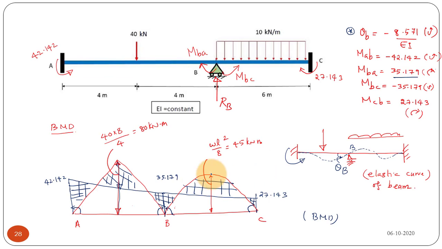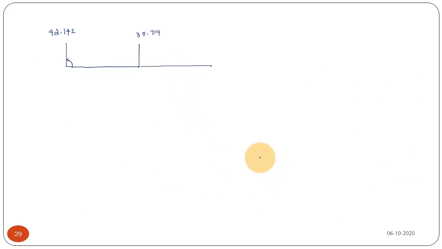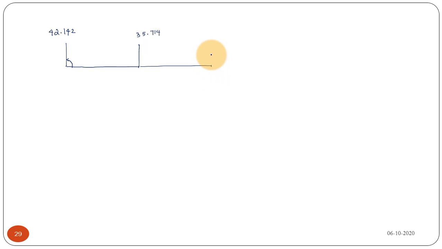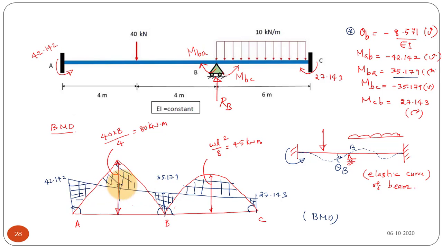Whatever the value, 35.179 is fine. And here at support C we also have the hogging moment. Always remember that at all the supports in a continuous beam, mostly your moment will be in this direction, the hogging, negative moment. So here we will be getting 27.14. In between, what is the variation of the moment we are going to have in span AB? That will be a linear variation.